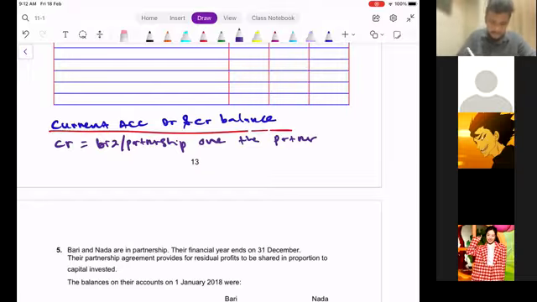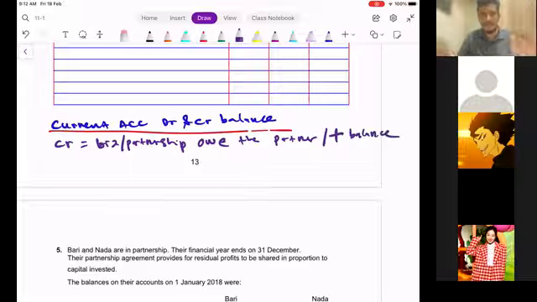Partnership, the partner, or is a positive balance. It's a positive balance, or it's a normal balance.